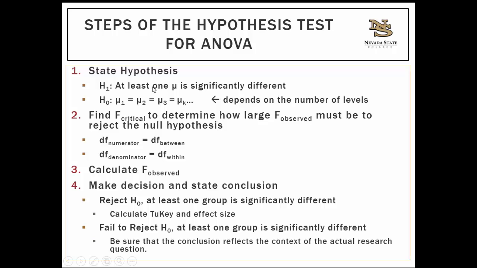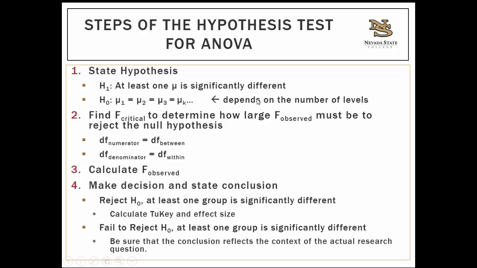Now for the ANOVA, remember this is an omnibus test. We're just asking whether at least one of our means, for one of our levels or groups or conditions, is significantly different from the rest. So that's your alternative. And you literally write out "at least one mu is significantly different." And we say mu, not M, right? The population mean, because we don't really care about the sample.